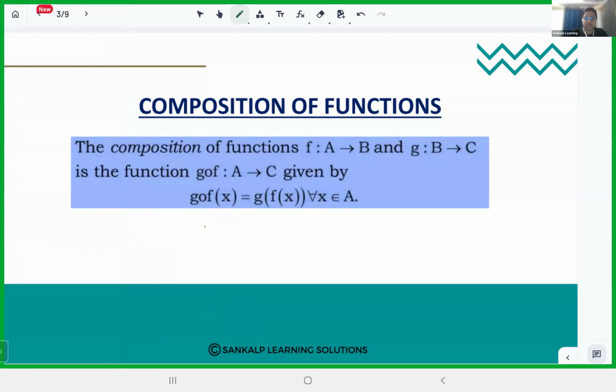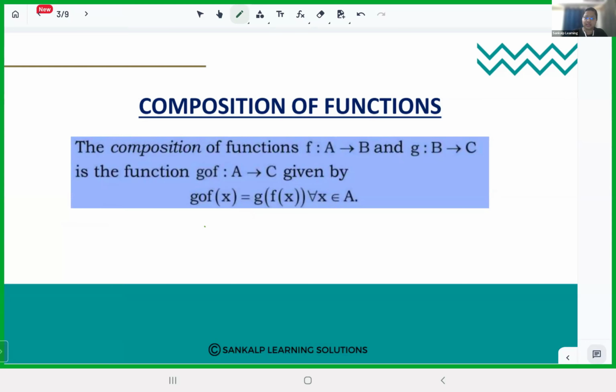So the composition of functions f from A to B and g from B to C. So you are given two functions, okay? That is f and g are two functions, and f is defined from set A to set B. Similarly, g is defined from the same set B, the codomain of the function, B to C. All right. So we'll get a function g composition f, and that will be defined from set A to C. This is known as composition of the functions g and f.